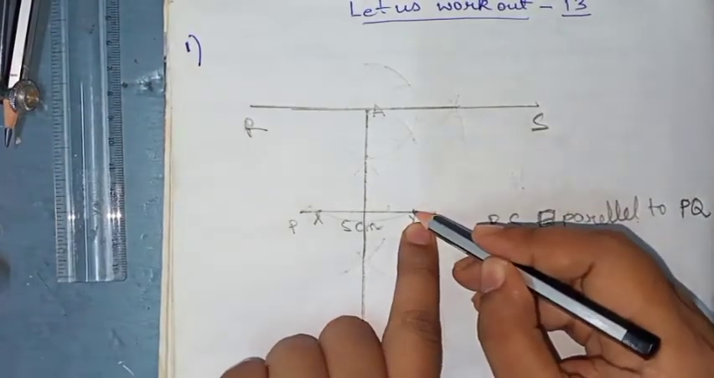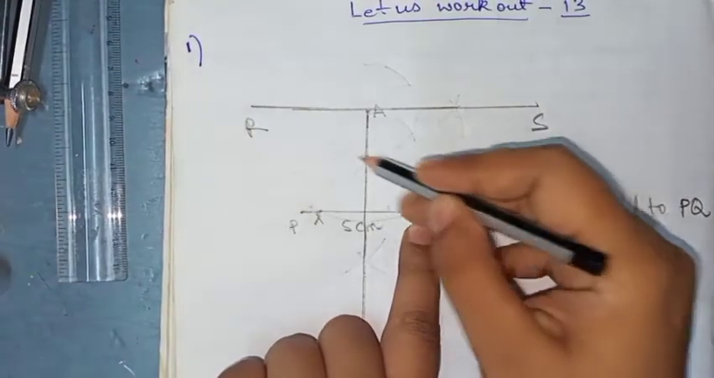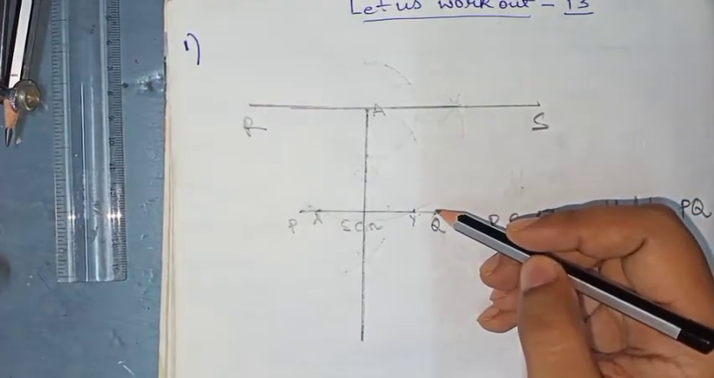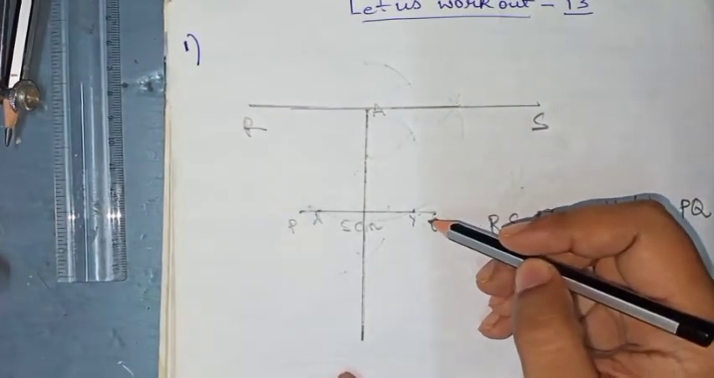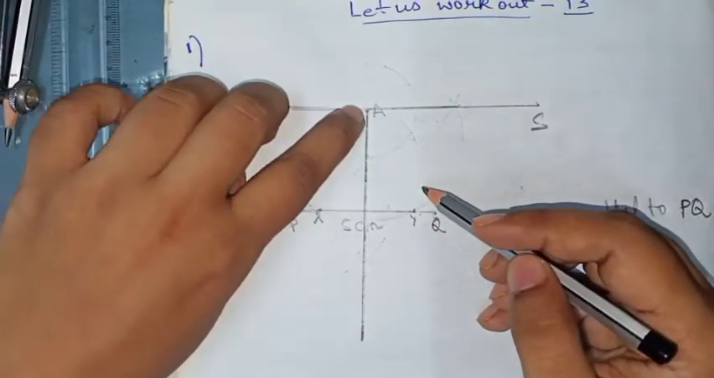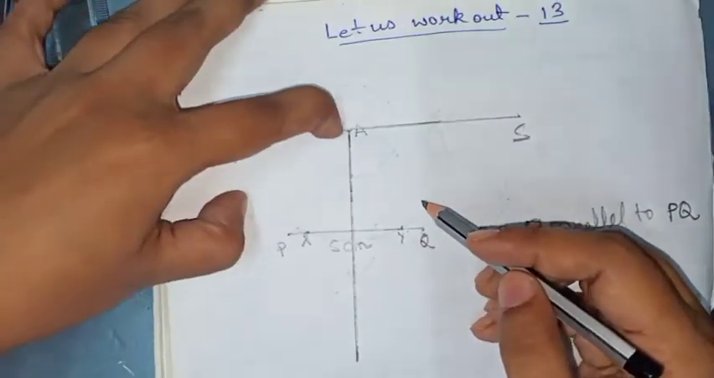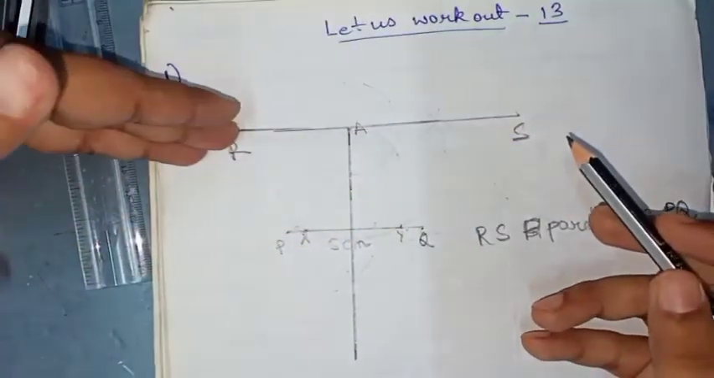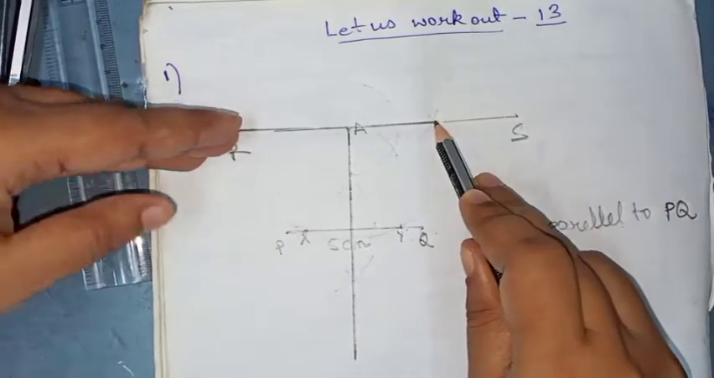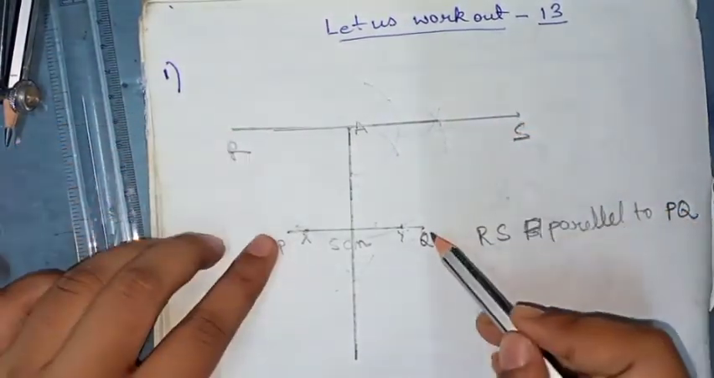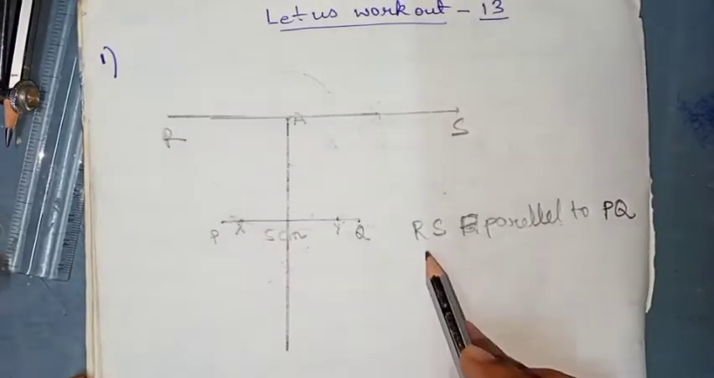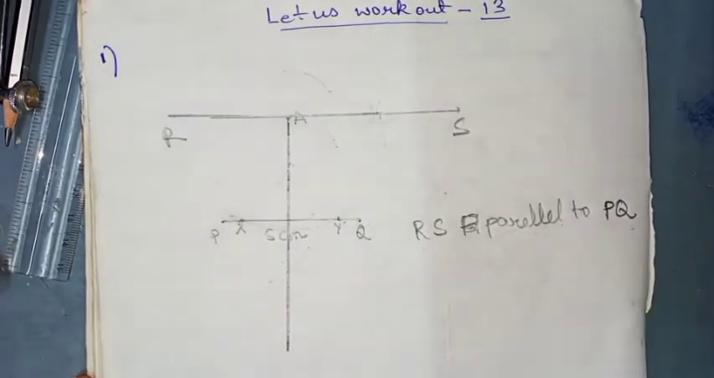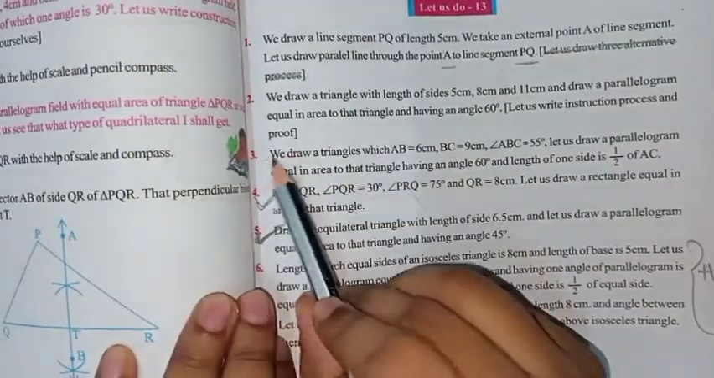After that I will keep the compass in this point and I will cut up and down. Then I will draw one straight line. It is what? Perpendicular bisector, and it will always go from point A. After this, in point A you will draw 90 degrees and you will draw one straight line using this 90 degrees. So this RS is parallel to PQ. That is why I told you to write RS parallel to PQ. Okay, do this one.